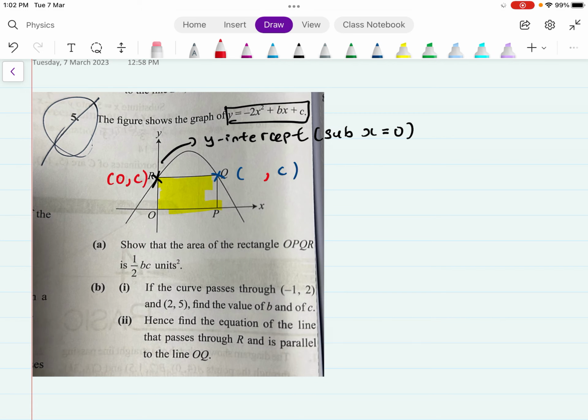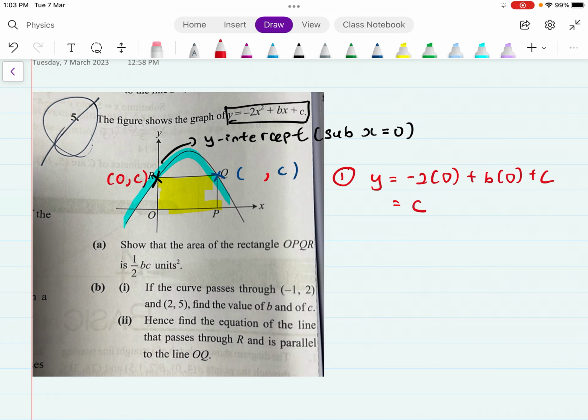So the coordinate of R is actually the y-intercept. Because you can see, right, the graph passes through the y-axis, hence I can simply just sub x equal to 0. Because y-intercept is x equal to 0, so you simply just put y equal to negative 2 times 0 plus b times 0 plus c. So this tells me that the coordinate of R is 0, comma c.